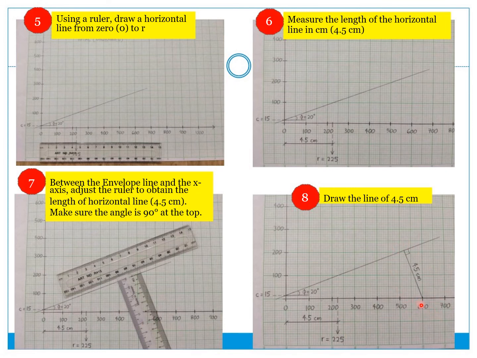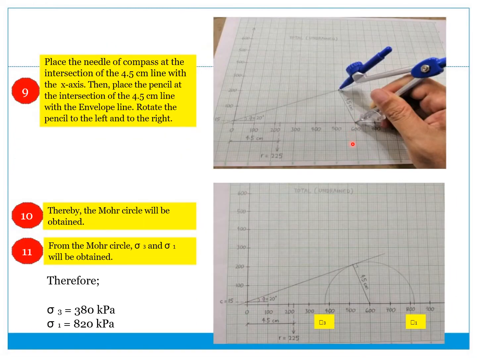So you will get this one, 600. This one is actually the center. After you get the center of the circle, 600, the radius is 4.5. So what you're going to do is draw the circle. So you will get the circle here.